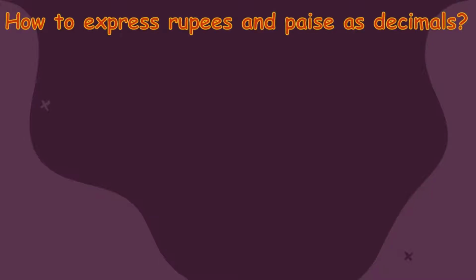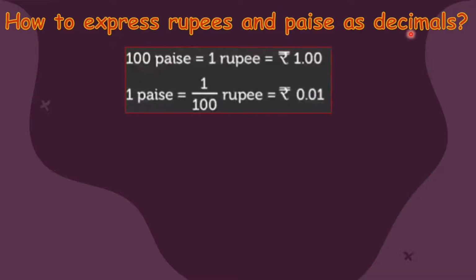Let us learn to express rupees and paise as decimals. We have learned that 100 paise is equal to 1 rupee, and it can be written as rupees 1.00. 1 paise is equal to 1 upon 100 rupees, which can also be written as rupees 0.01. Let us try to understand better with the help of an example.